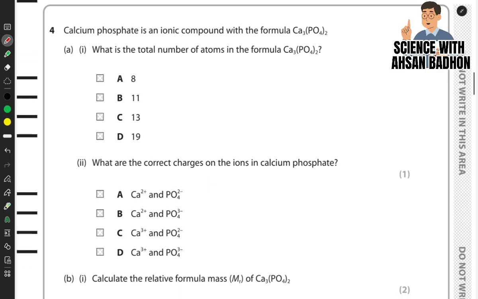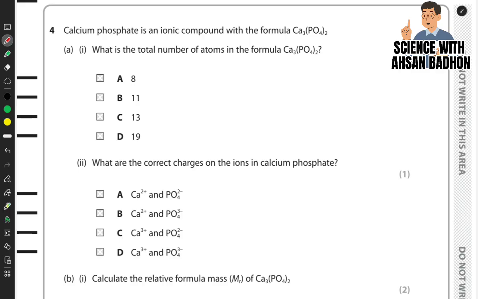Let's move on to question number 4. Number 4 says calcium phosphate is an ionic compound with the formula Ca3(PO4)2. What is the total number of atoms in the formula Ca3(PO4)2? So we have to find the total number of atoms.